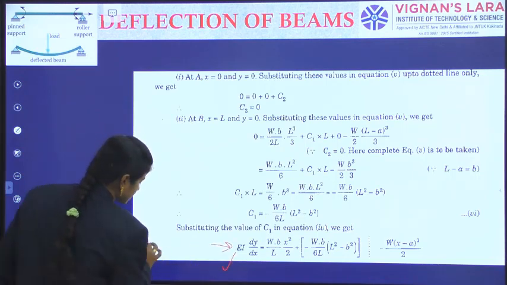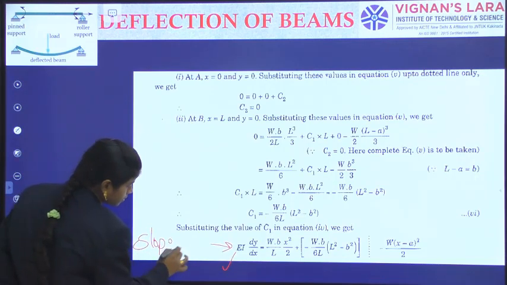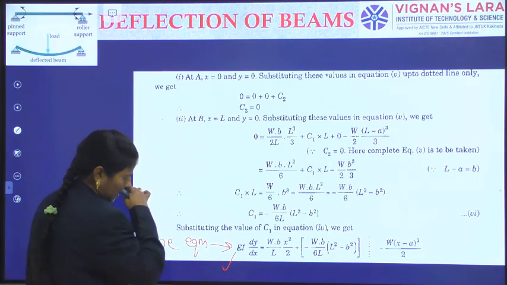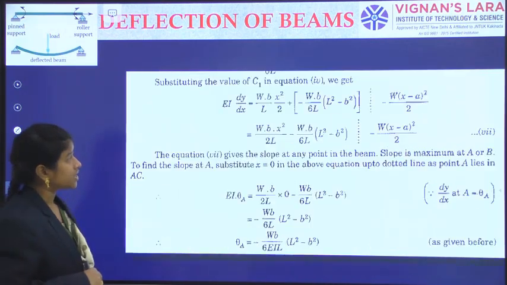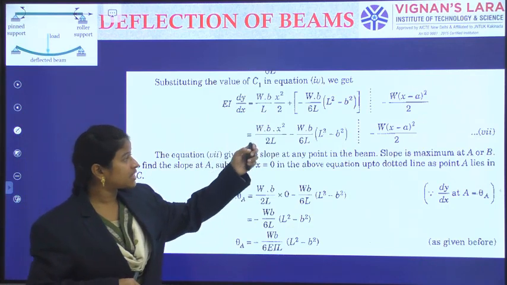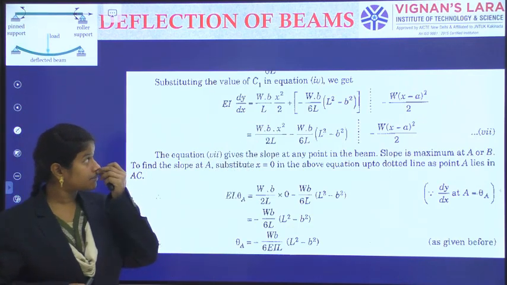So, this is my slope equation. Okay, this is the slope equation. And then substituting C1 and C2 in the next, we will get the deflection equation.